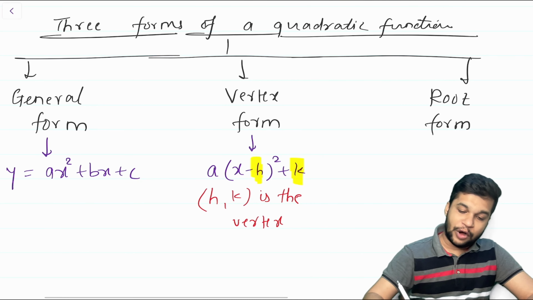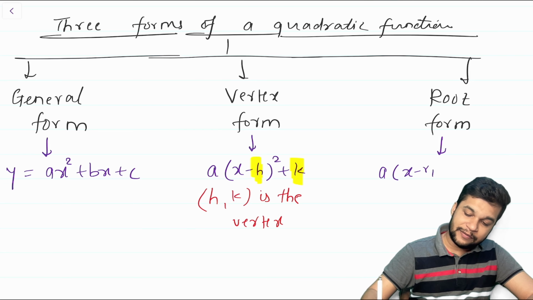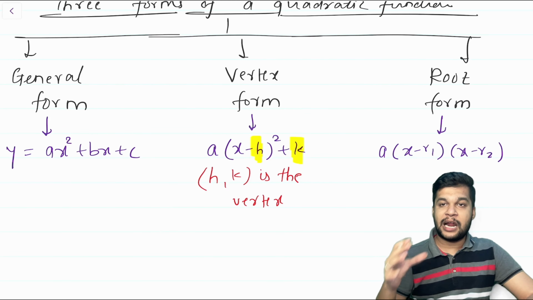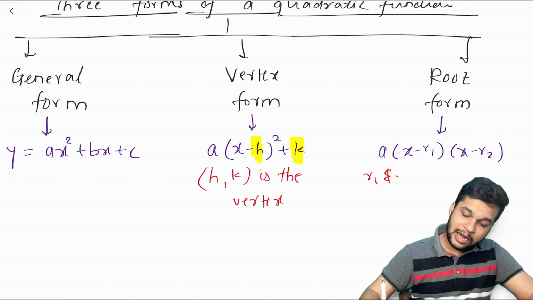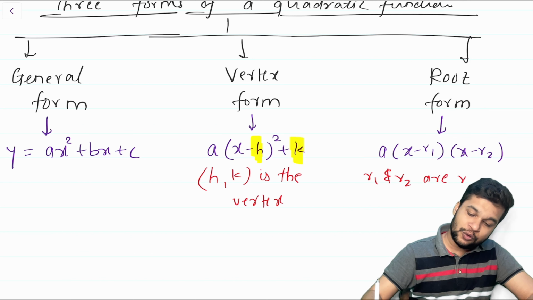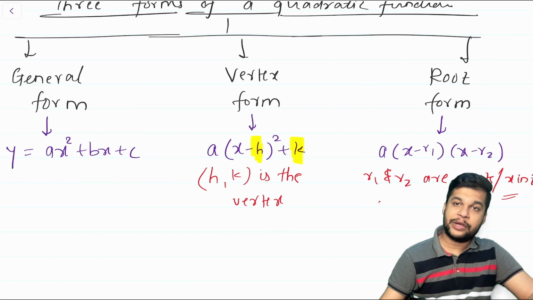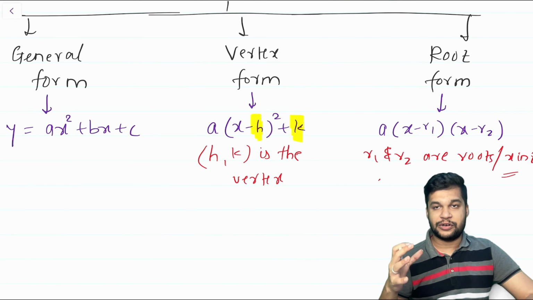Okay, now the root form. How does the root form look like? It is a times (x minus r1) times (x minus r2). What are r1 and r2? r1 and r2 are the roots of the function, or you can say zeros, or you can say x-intercepts as well. So basically these are the three general forms of a quadratic function.